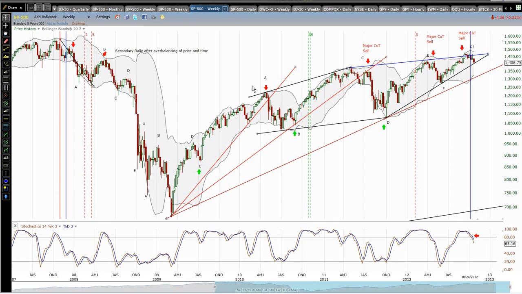Alright, it is Wednesday night, October 24th. I'm going to do a quick run through of some charts here to show where I believe the market is and where it's heading. And we're going to look at a few different time frames and then take a brief look at Apple as well.